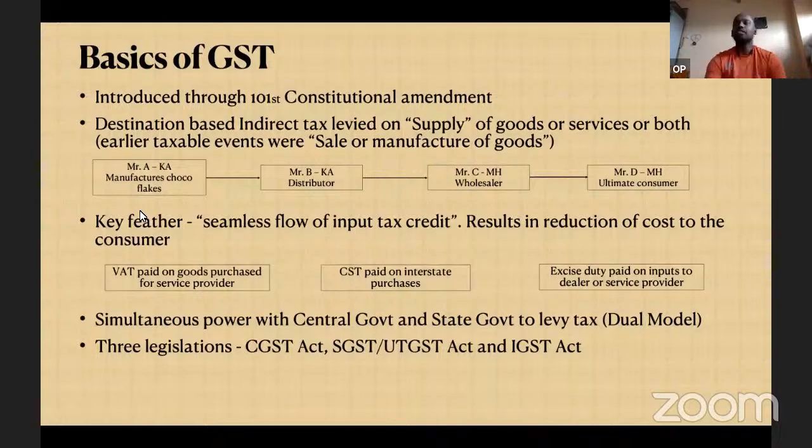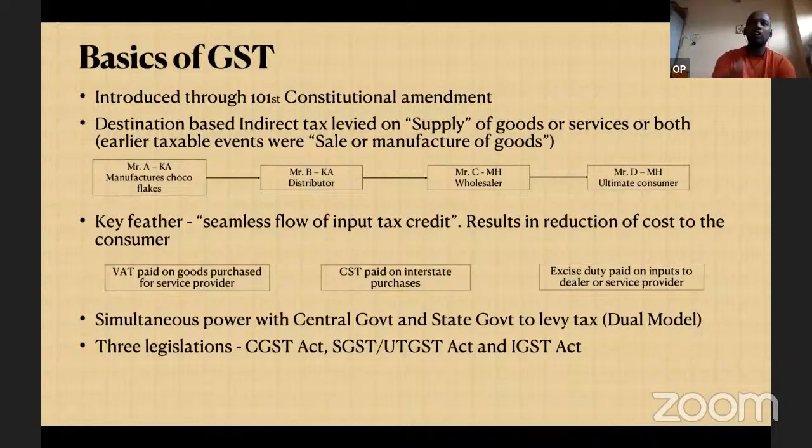Suppose let us take an example, Mr. A is a manufacturer of chocolates based out of Karnataka. Let us say he is located in Harohalli industrial area. He manufactures chocolates and sells the choco flakes to a distributor who is based in Karnataka himself. Now, in this transaction, Mr. A is the originator of the supply, and Mr. B is the ultimate person who is receiving the benefits that lie with the goods. So, since Mr. B is located here in Karnataka, whatever tax Mr. A pays to the government on this supply of goods, revenue will go to the Karnataka government.